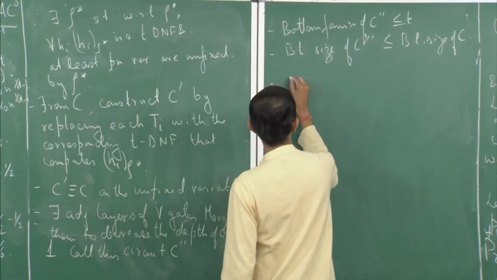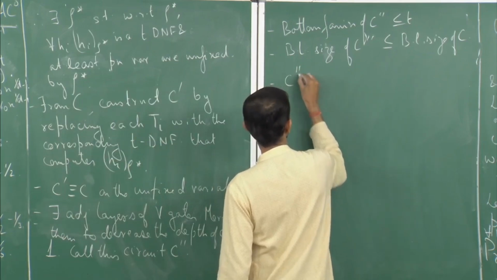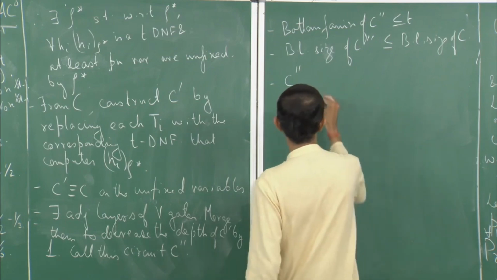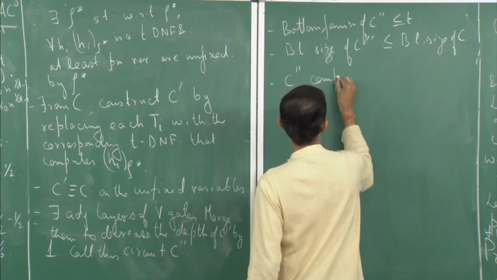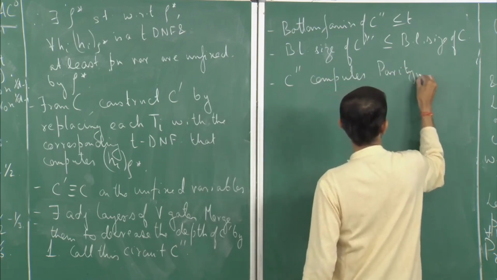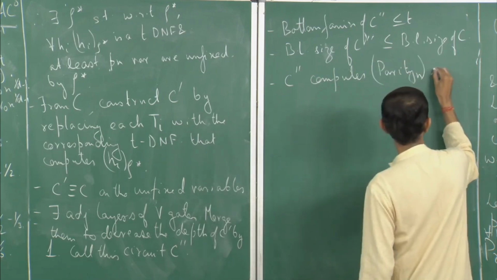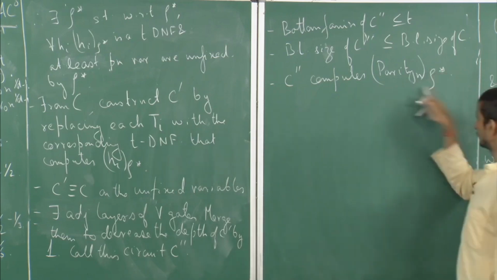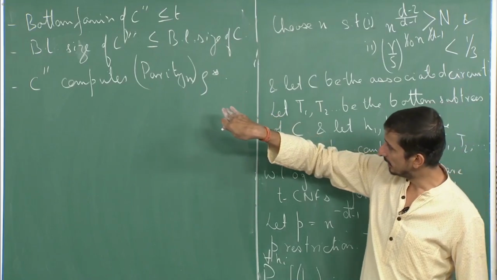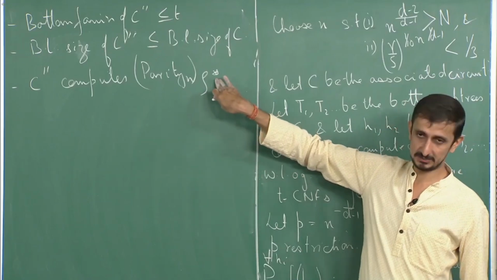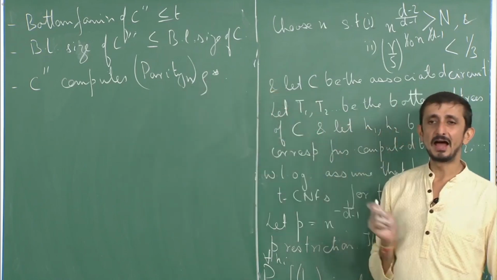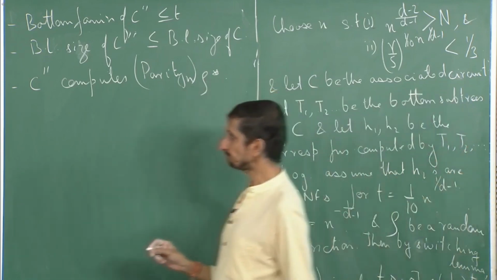Okay. So, C double prime computes parity of n on this restriction. This notation means that I look at the variables unfixed by rho star. So, C double prime is computing parity on those unfixed variables now, okay.